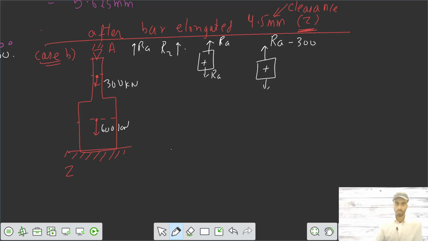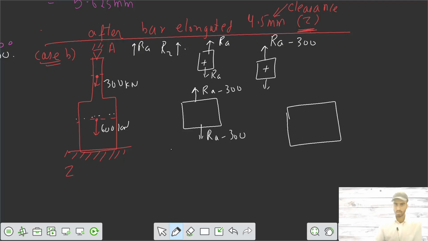Okay, next one is your part 3. We say RA minus 300 was upwards, and it had to be here RA minus 300 upwards. We have already cut dx in this. So in the last part, it is RA minus 300 upwards, but downwards is also acting minus 600. So net comes out to be positive. We don't know the value of RA.